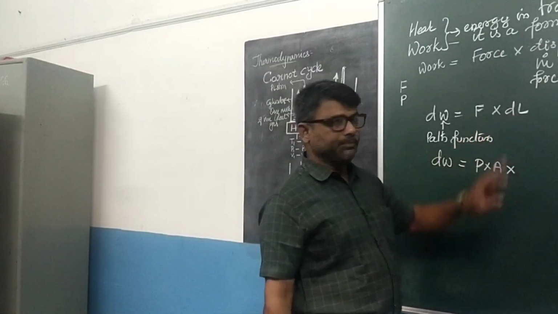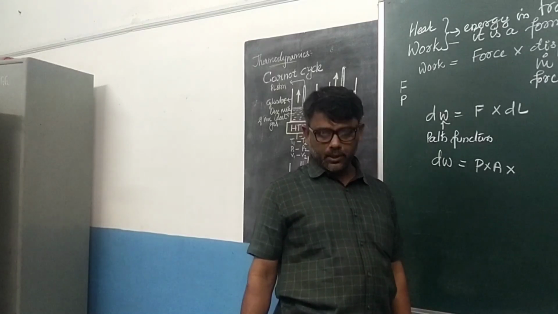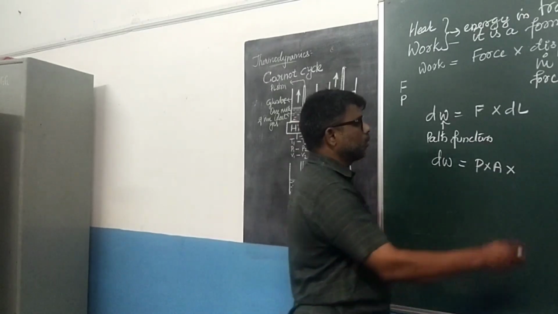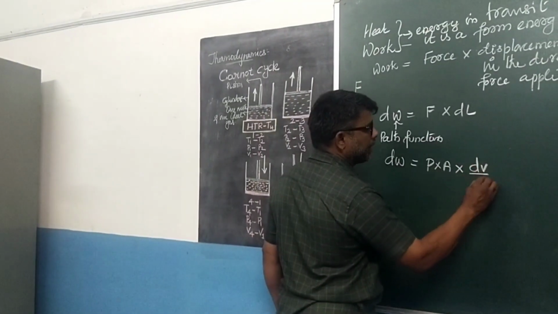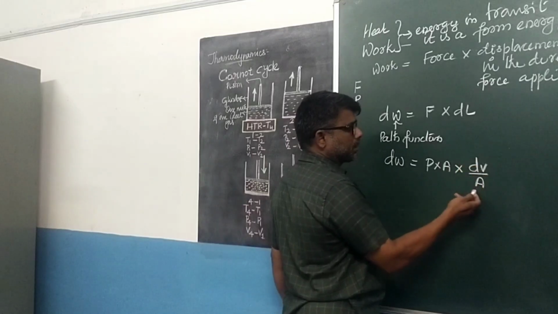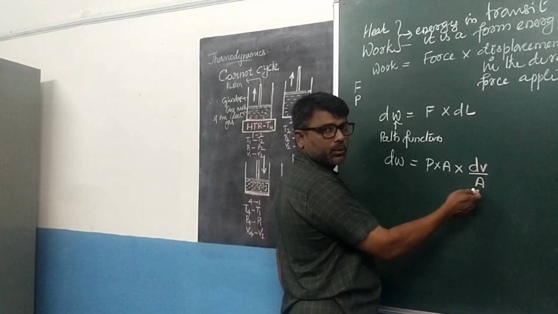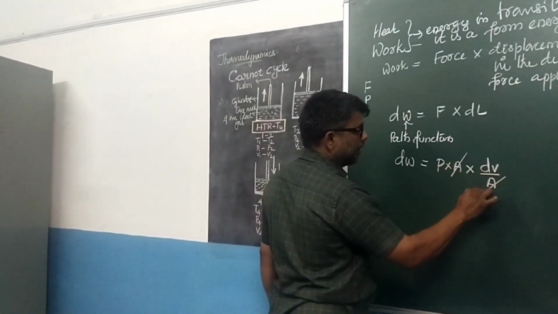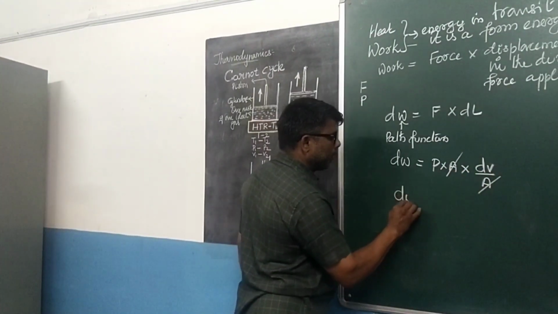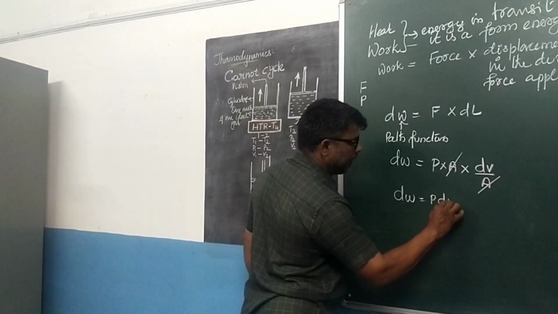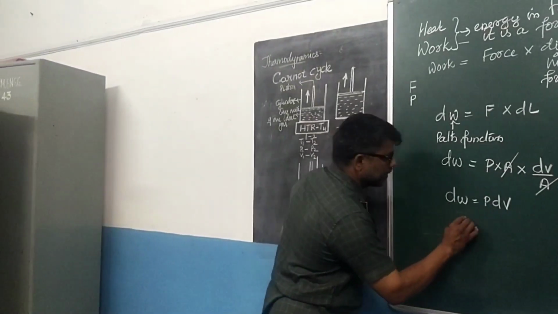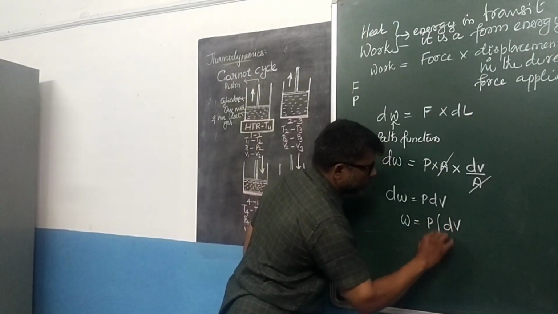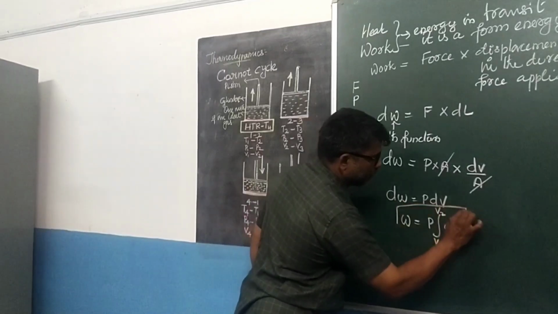Again, dl is the volume change for a constant cross-sectional area, dV divided by cross-sectional area. This is volume, this is cross-sectional area. Meter cube divided by meter square is equal to meter. Meter is the unit of length or displacement. Area gets cancelled. So dW is equal to P into dV, or you can write W is equal to P into integral dV, limit V1 to V2.